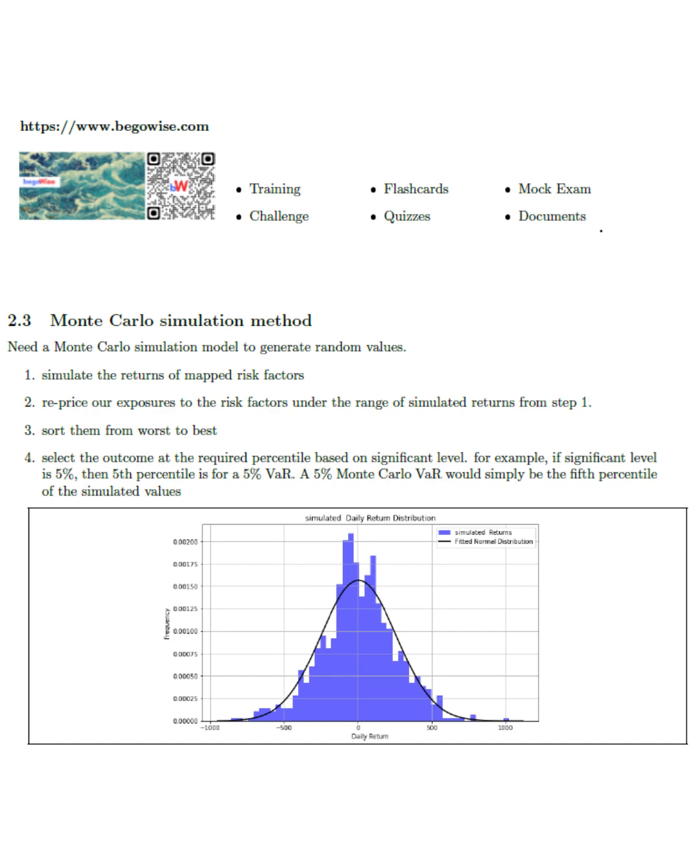Summary. The Monte Carlo simulation method uses random sampling to simulate many possible future outcomes for the returns of risk factors. By repricing the portfolio under these simulated returns, sorting the results, and selecting the outcome at the required percentile, we can estimate the VaR. This method is powerful because it can model complex and nonlinear relationships between risk factors.